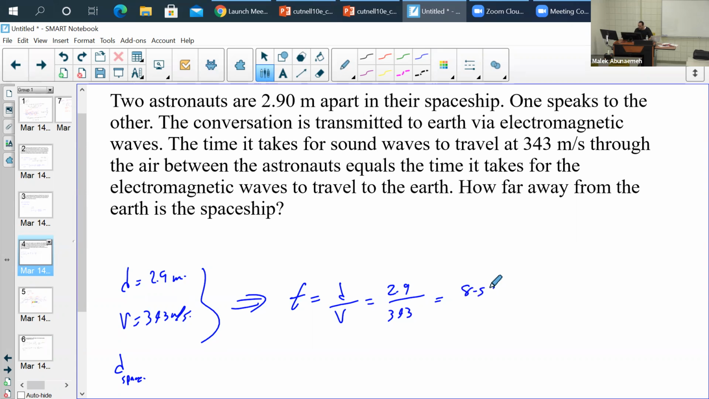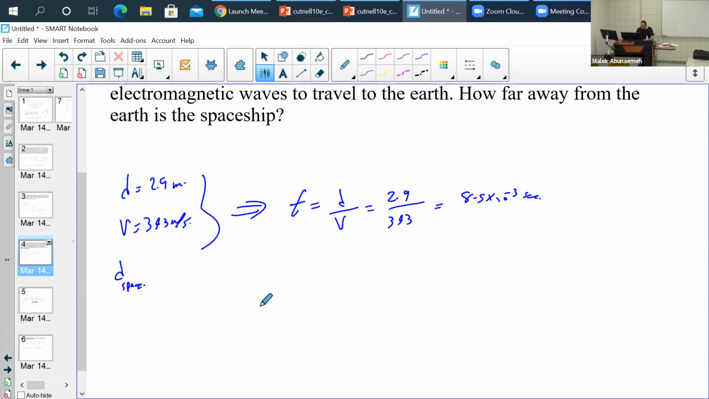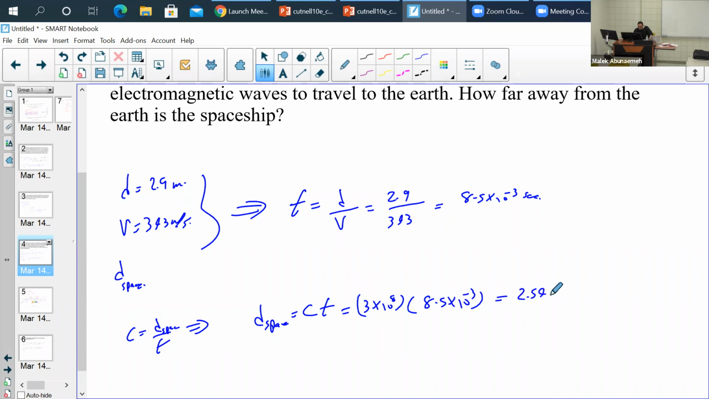You should get 8.5 times 10 to the negative 3 seconds. That means your distance of the spaceship is going to equal the speed of light multiplied by time. Again, your c equals distance over time, so your distance for the spaceship is going to equal c multiplied by your time, which is 3 times 10 to the 8th multiplied by 8.5 times 10 to the negative 3. So we should get 3.54 times 10 to the 6 meters.